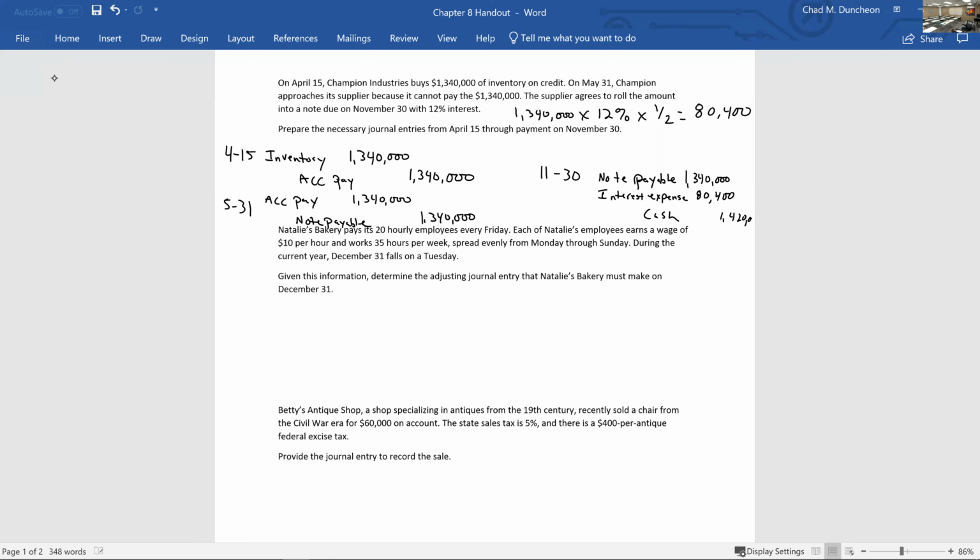I don't know why the board is doing that to me, but it's pushing everything off to the right. We add those two together, and that's what we're going to credit for cash of $1,420,000, and that's the amount that's going out. Okay, so that's taking an accounts payable, turning it into a notes payable.